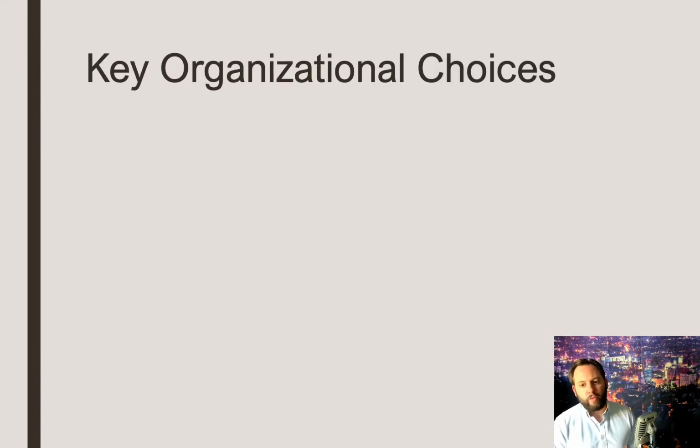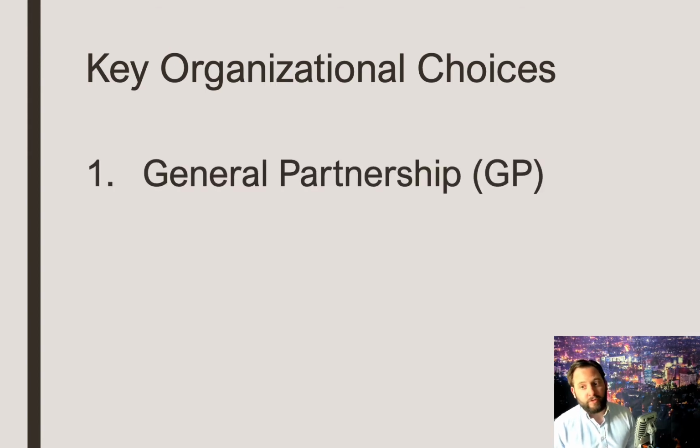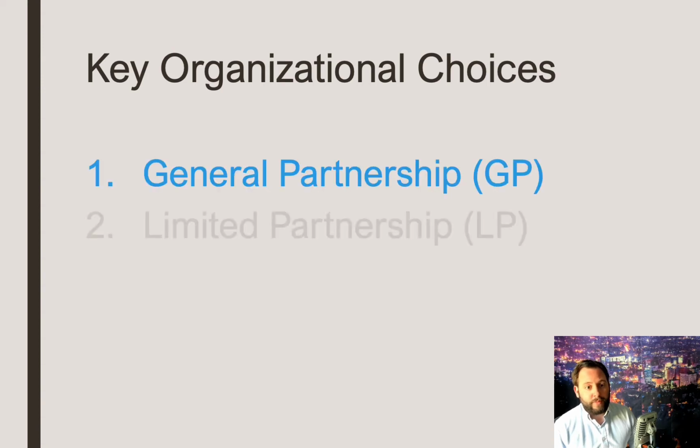In the previous 4 videos, we went over our key organizational choices that are going to be our most common, being the general partnership, or GP, which is the simplest to form. There's no filing required, but it does have not only unlimited liability for the partners, but joint and several liability for the partners who have taken acts on behalf of the partnership. So while simple and cheap to form, it has its costs on the back end.